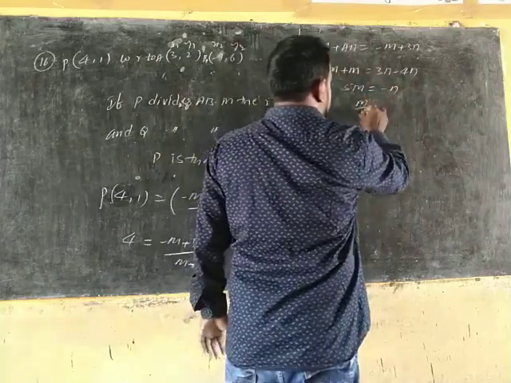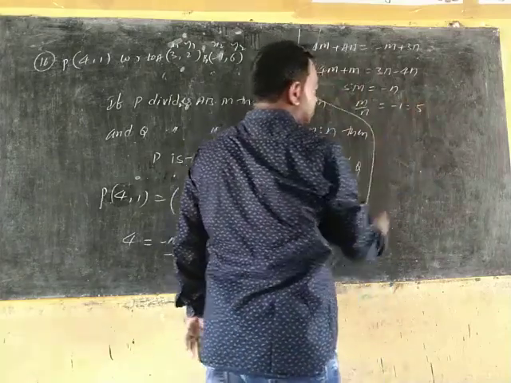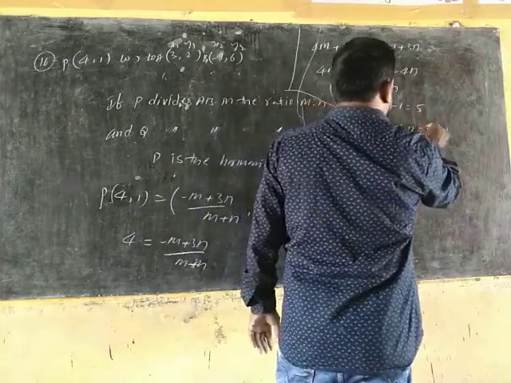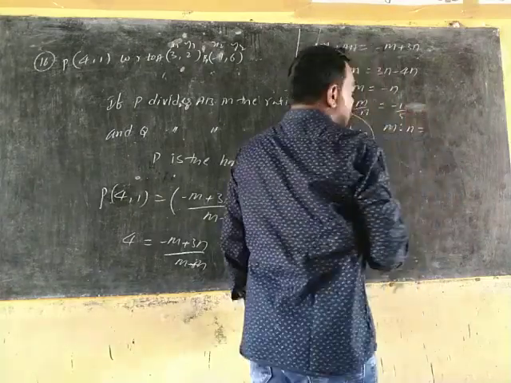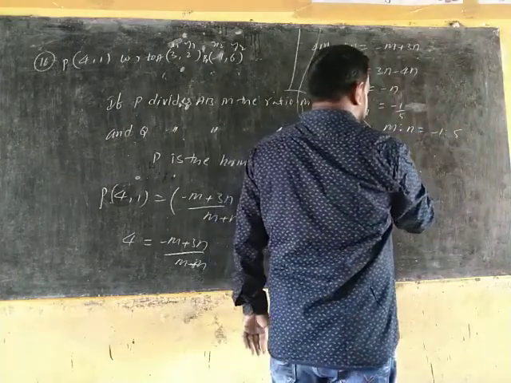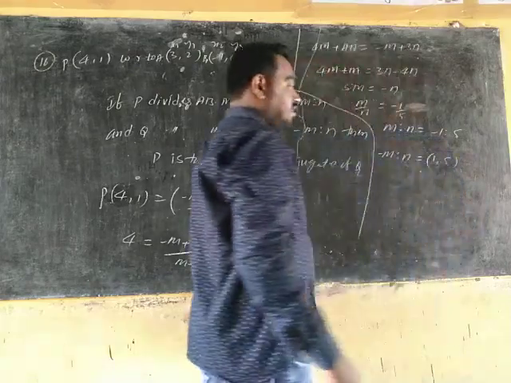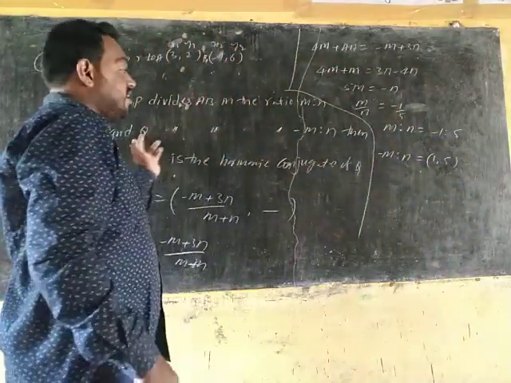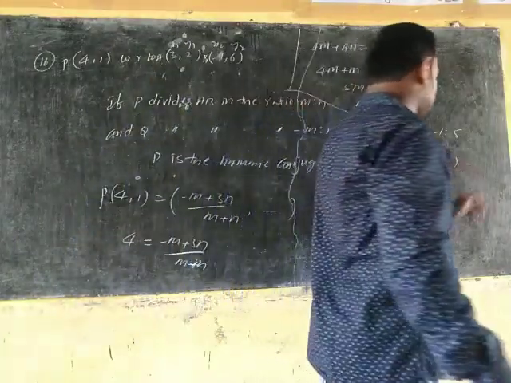m by n is equal to minus 1 is to 5. M is to n is equal to minus 1 by 5. Now minus m is to n is equal to 1 is to 5. Why? Because Q divides AB in minus m is to n. So the minus m is to n ratio we have.